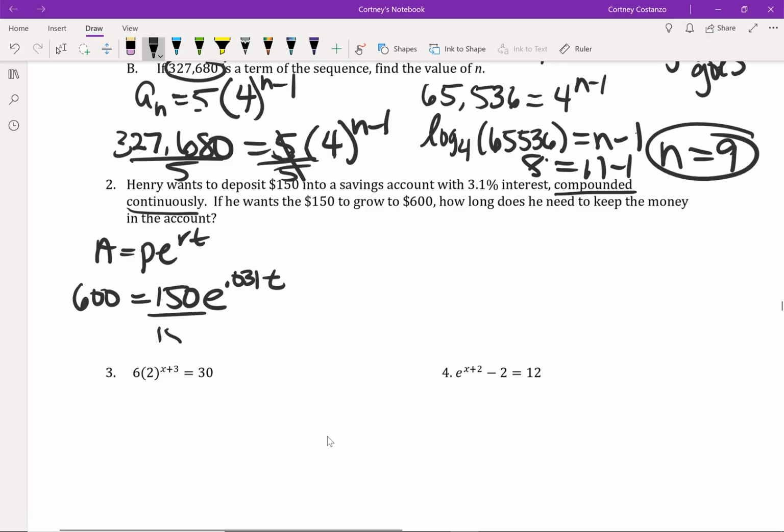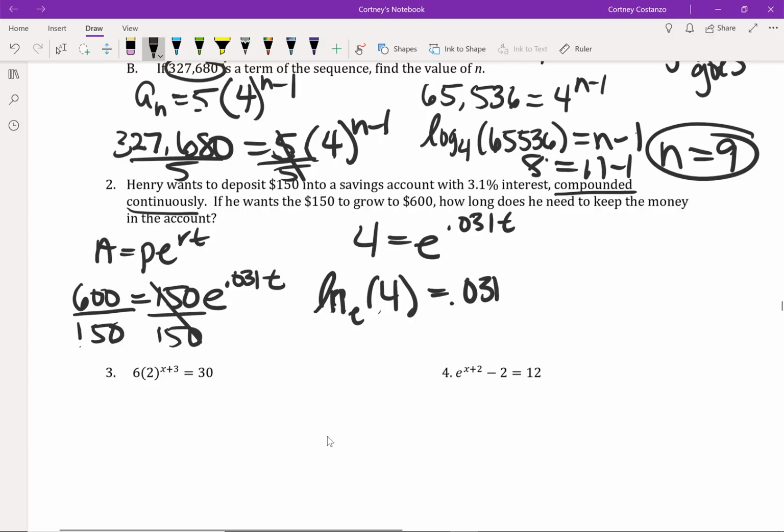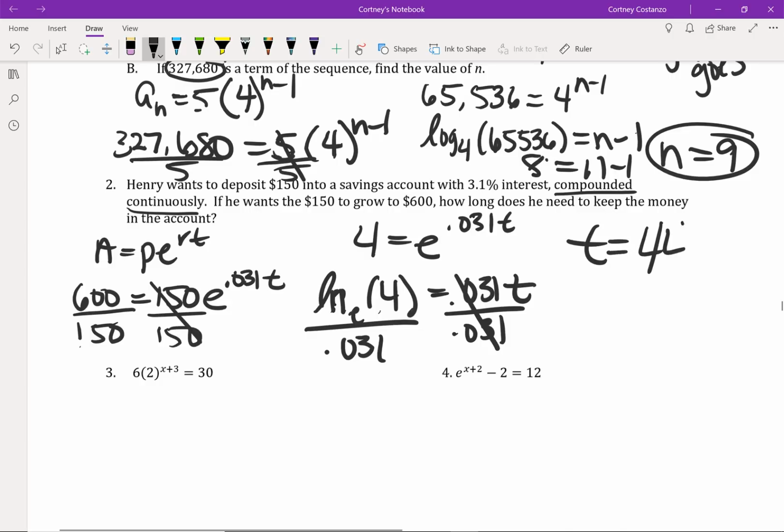So again, isolate the exponential to the best of your ability. So divide by that coefficient. I get 4. Now we have to think about what is the inverse, or how do I undo an exponential with a base e? Well, that would be a natural log, because natural logs have a base e, so BAP, base, answer, power, and then divide by the coefficient there, and round. It doesn't have rounding directions, so we'll say about 44.7 years or so.